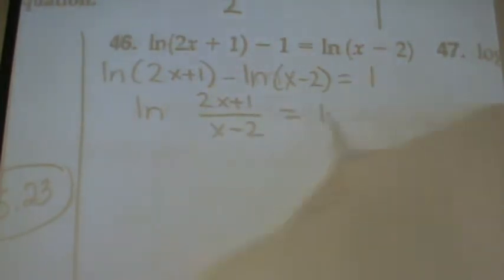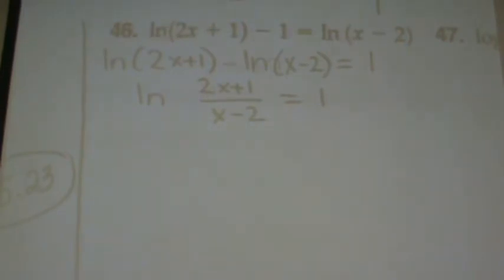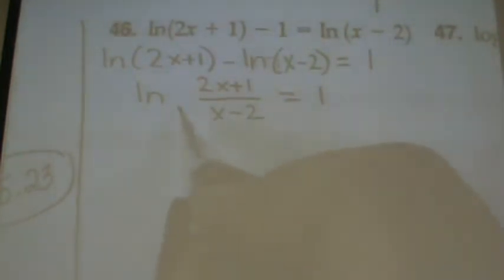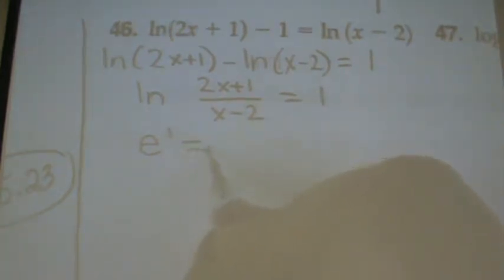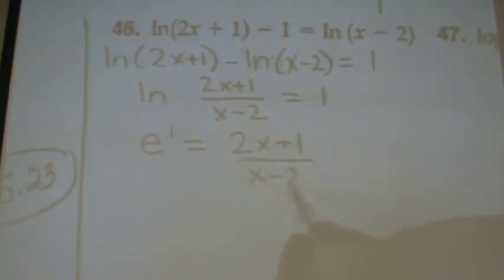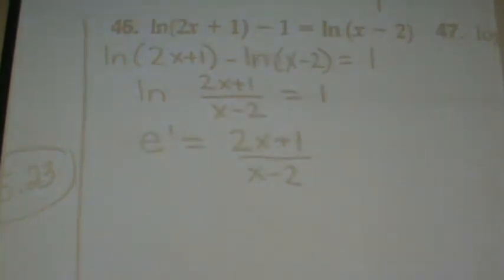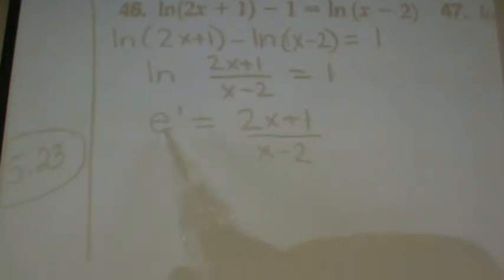Did I do it right? Now you can't cross the ln out because there's not an ln on the other side. So you're going to rewrite this. What's the base here? e to the first power equals 2x plus 1 over x minus 2. Huh? Are you guys okay? No, we just did it all wrong. I thought I had it right. Yeah. So now you're going to convert this to 2.718.